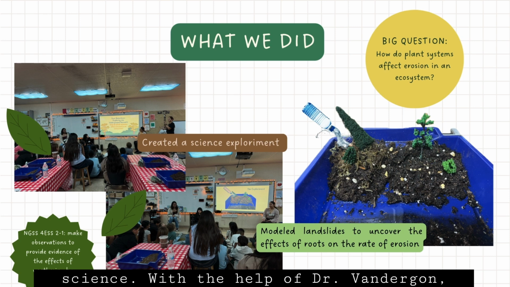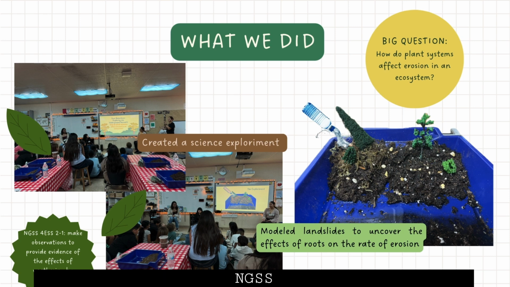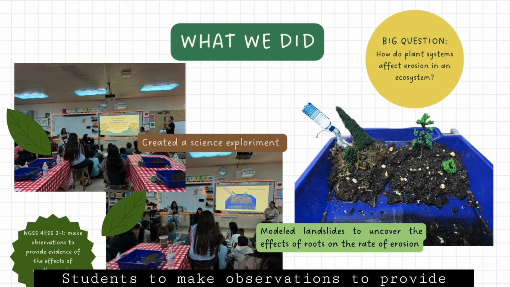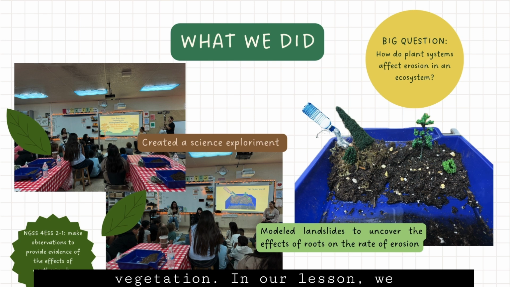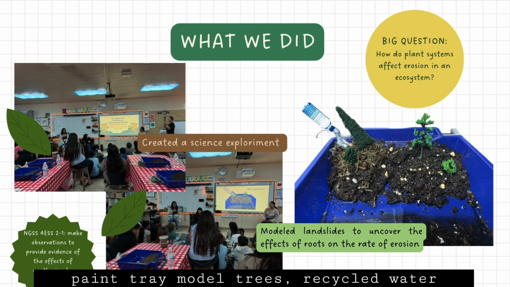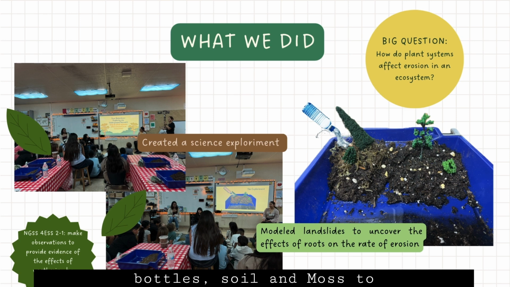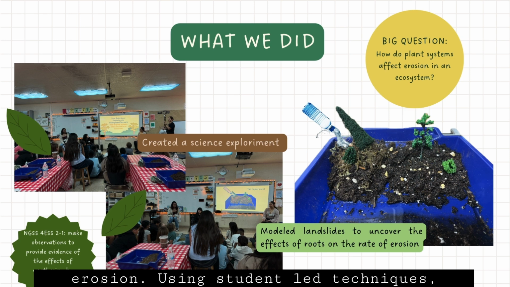With the help of Dr. Vandergaan, we created a hands-on lesson following NGSS 4-ESS2-1, where students make observations to provide evidence of the effects of weathering by vegetation. In our lesson, we modified a classic erosion model with a paint tray, model trees, recycled water bottles, soil, and moss to simulate the roots' effects on the rate of erosion.